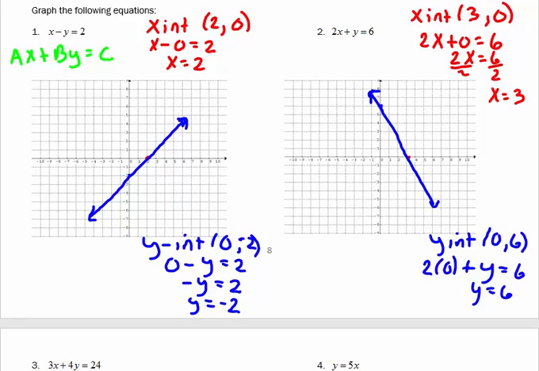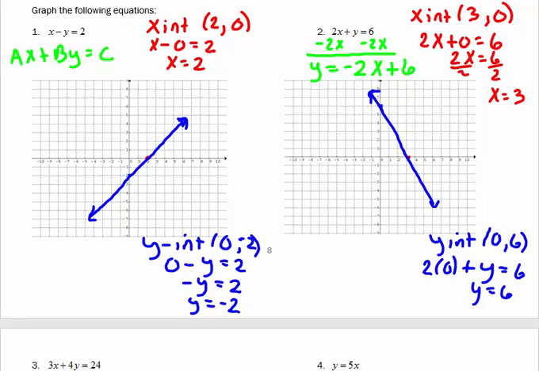Now, what if I wanted to put it in y equals mx plus b form instead? Do I still get the same answer? To put it in slope-intercept form, I would subtract 2x on both sides. Those are not like terms, so y is going to equal negative 2x plus 6.